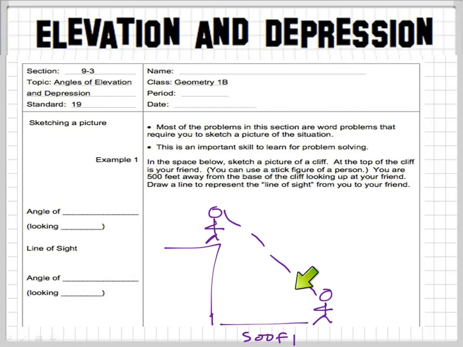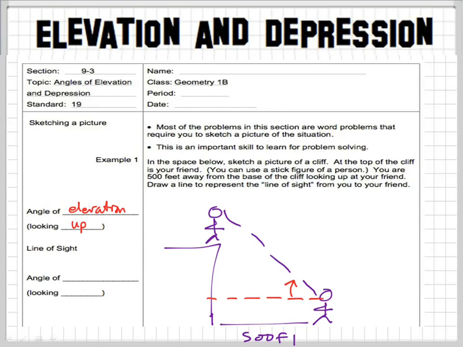All right. Now, there's two different angles that we're looking at right here. The first one is called the angle of elevation. The angle of elevation is always going to go up from a horizontal line. So this was the horizontal line right here, from you. The angle of elevation would be going up like that. Elevation is going up, so we're going to say up right here.